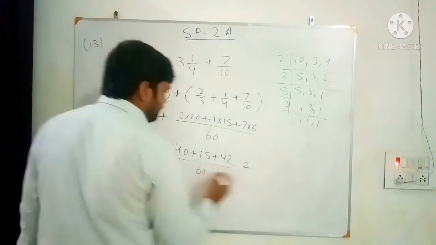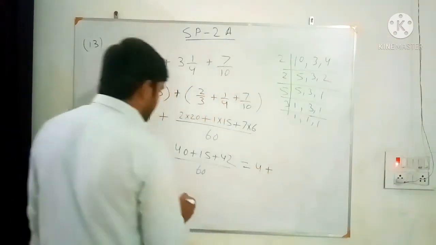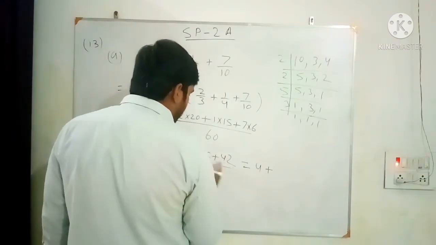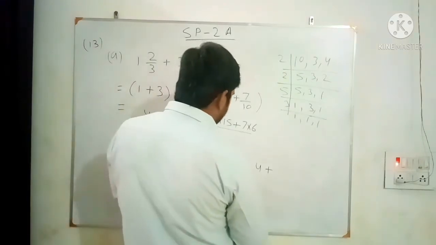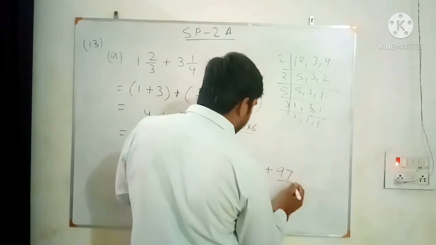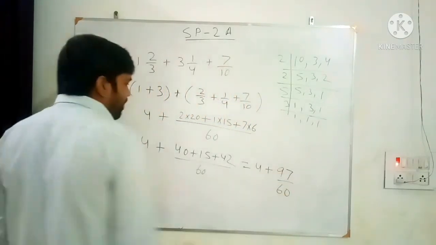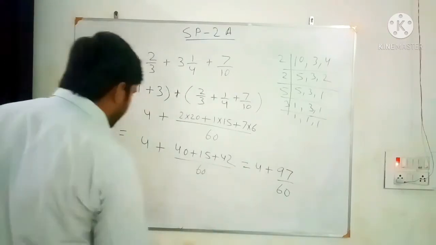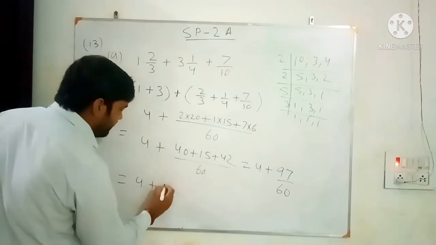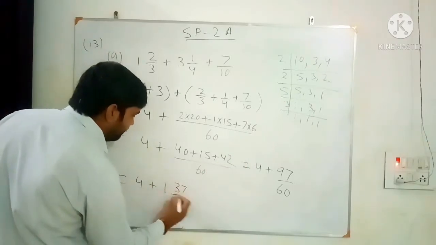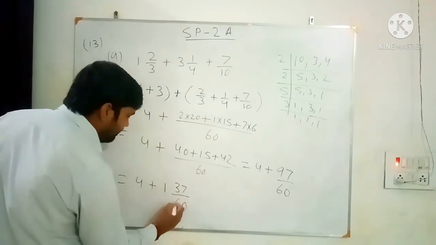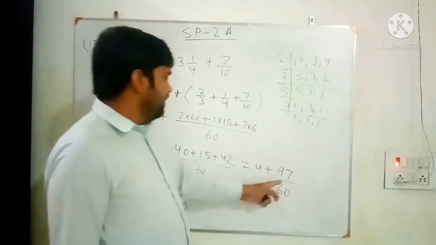Now here 40 plus 15 is 55, 55 plus 42 is 97, that is 97 by 60. Now this is an improper fraction. Again you convert it into the mixed fraction. So what do you get? Divide 97 by 60, 1 6 is 60, 37 is the remainder. 37 by 60. So 1 6 is 60 and 37 is the remainder.